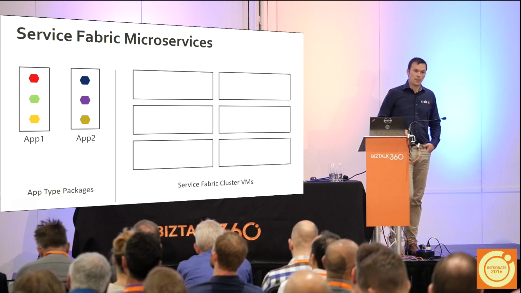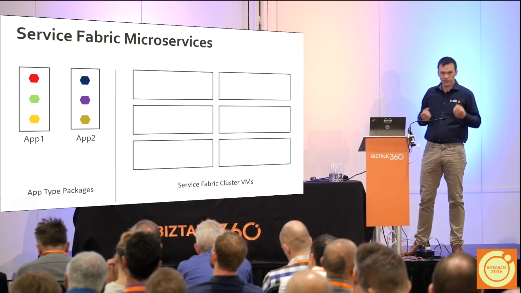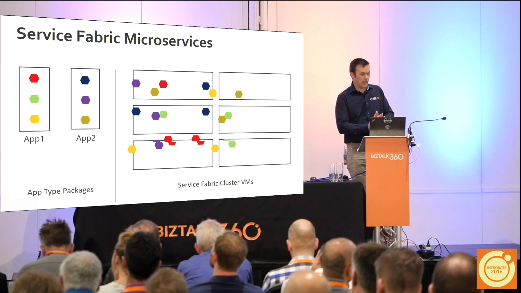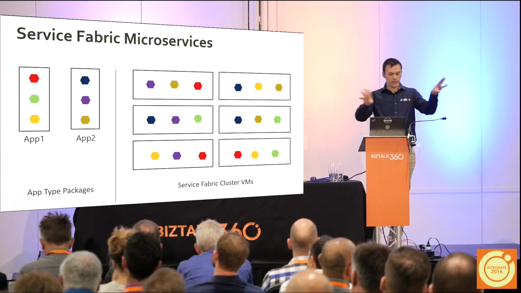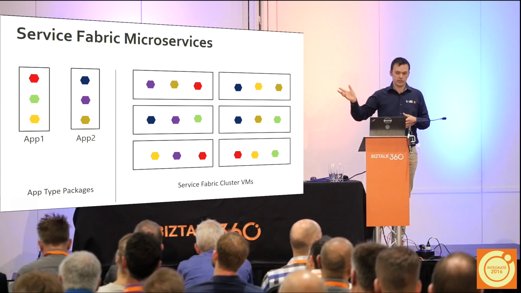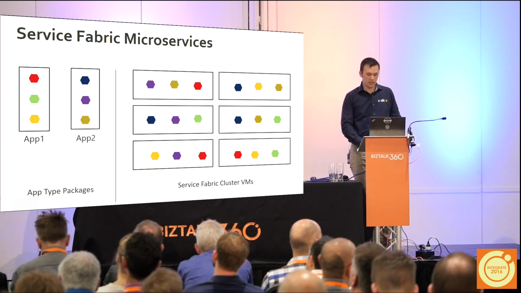Now, how does it work? You have 1 or more apps. They consist of services, and you can deploy them to virtual machines, to your cluster. And again, these services are just spread out over the available machines. So at this point, I have 6. If I would have 7, they will scale out, and repartitioning happens.